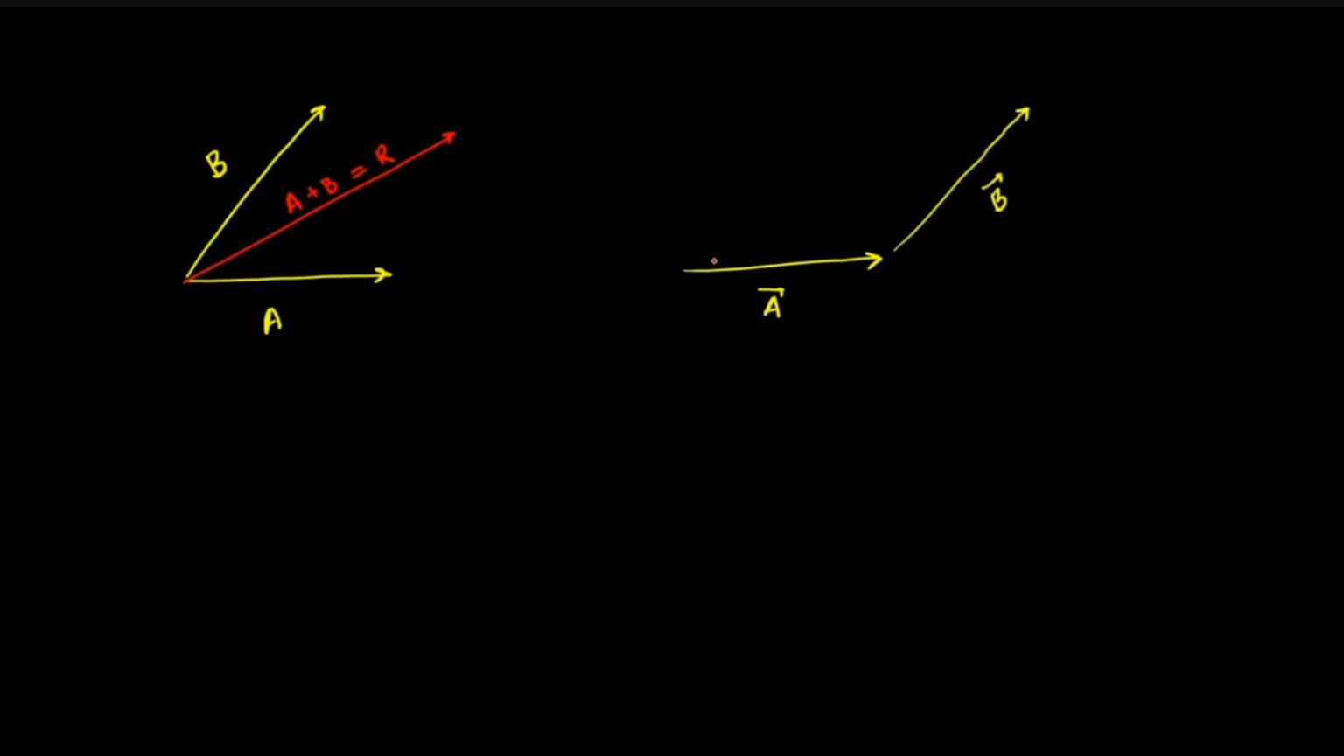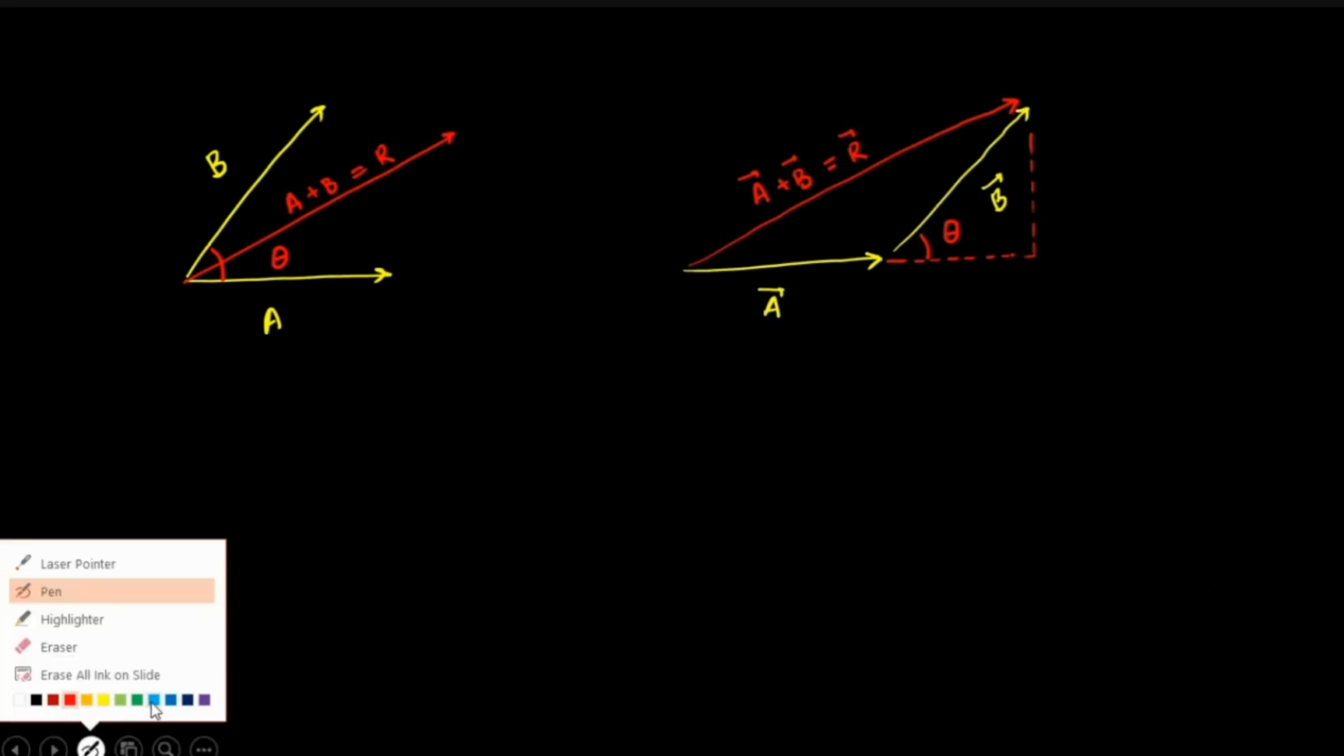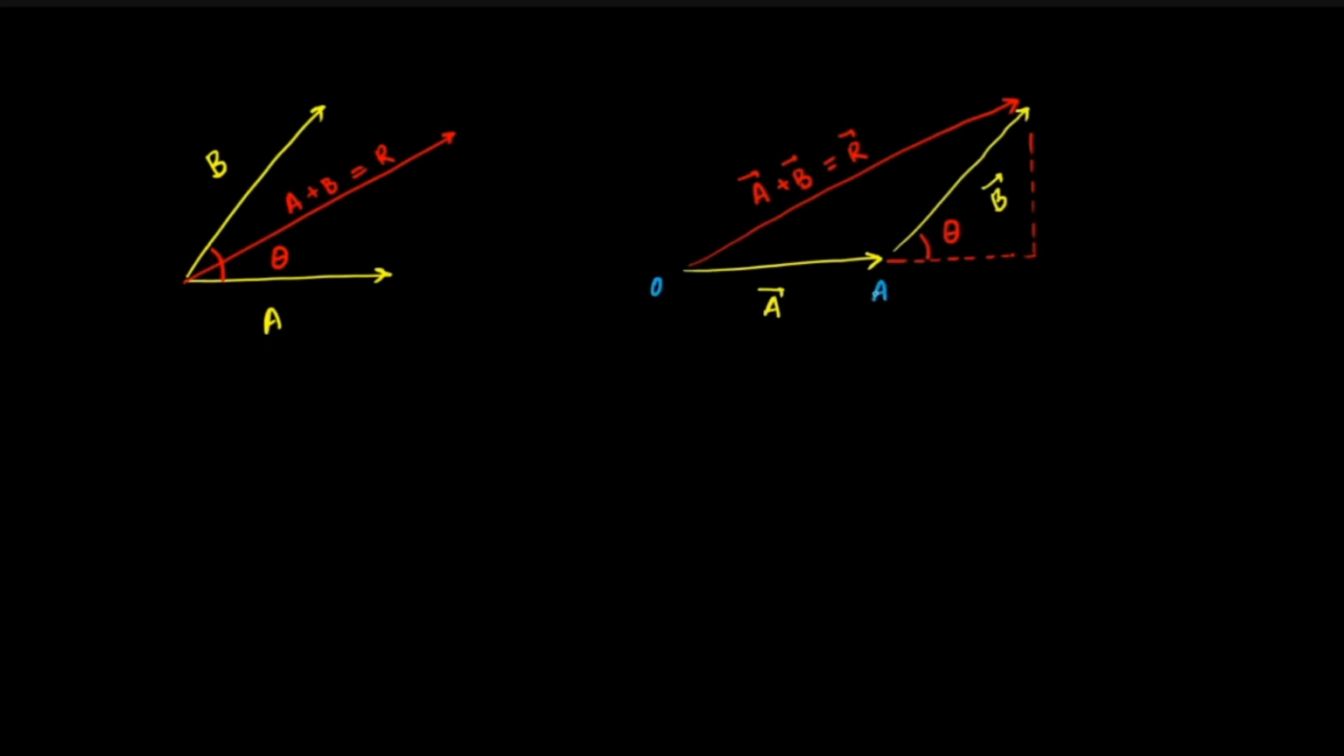Can I draw this AB like that? Yes. This theta is going to represent the angle between the vectors A and B. If you look at the diagram carefully, I'm marking it as O, A, B, C. So what type of triangle is this ABC? Right angle triangle.